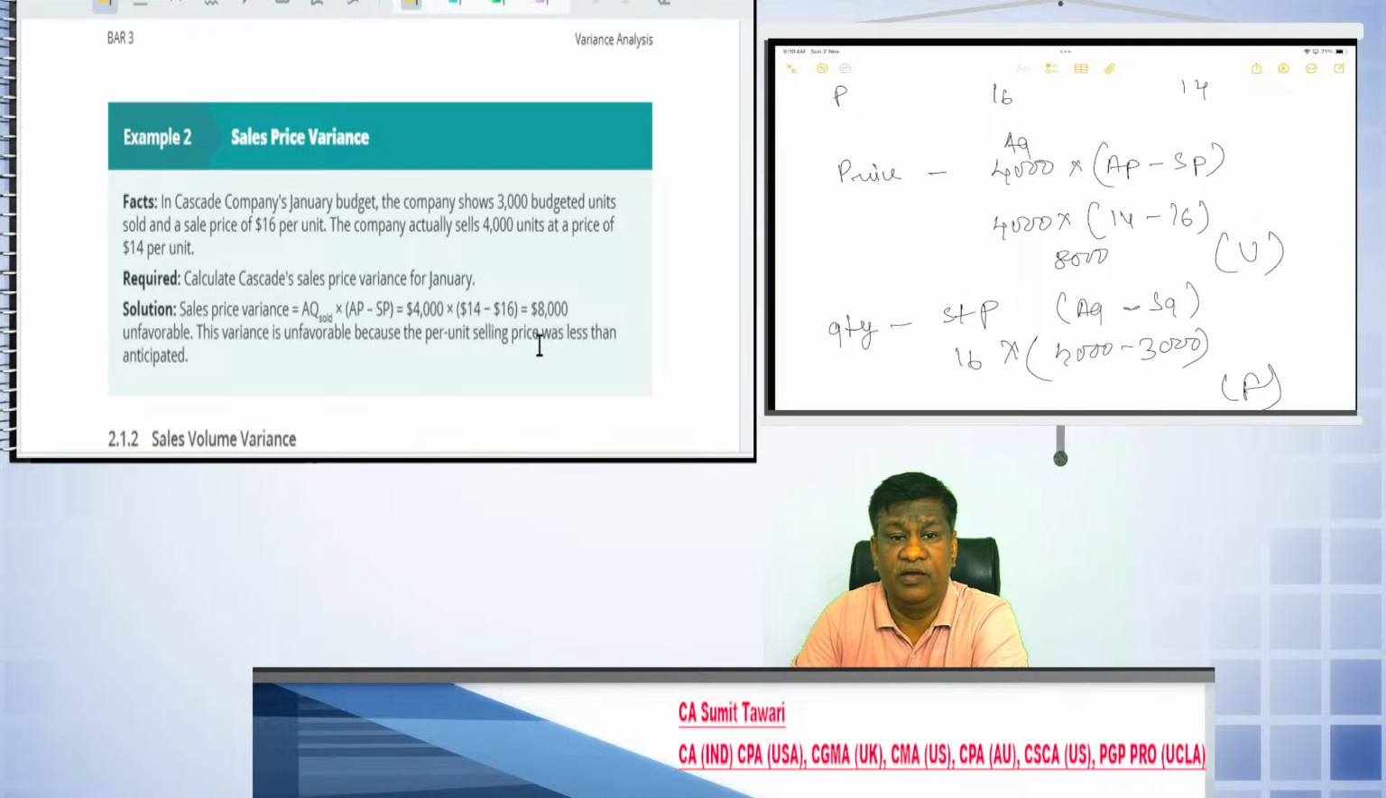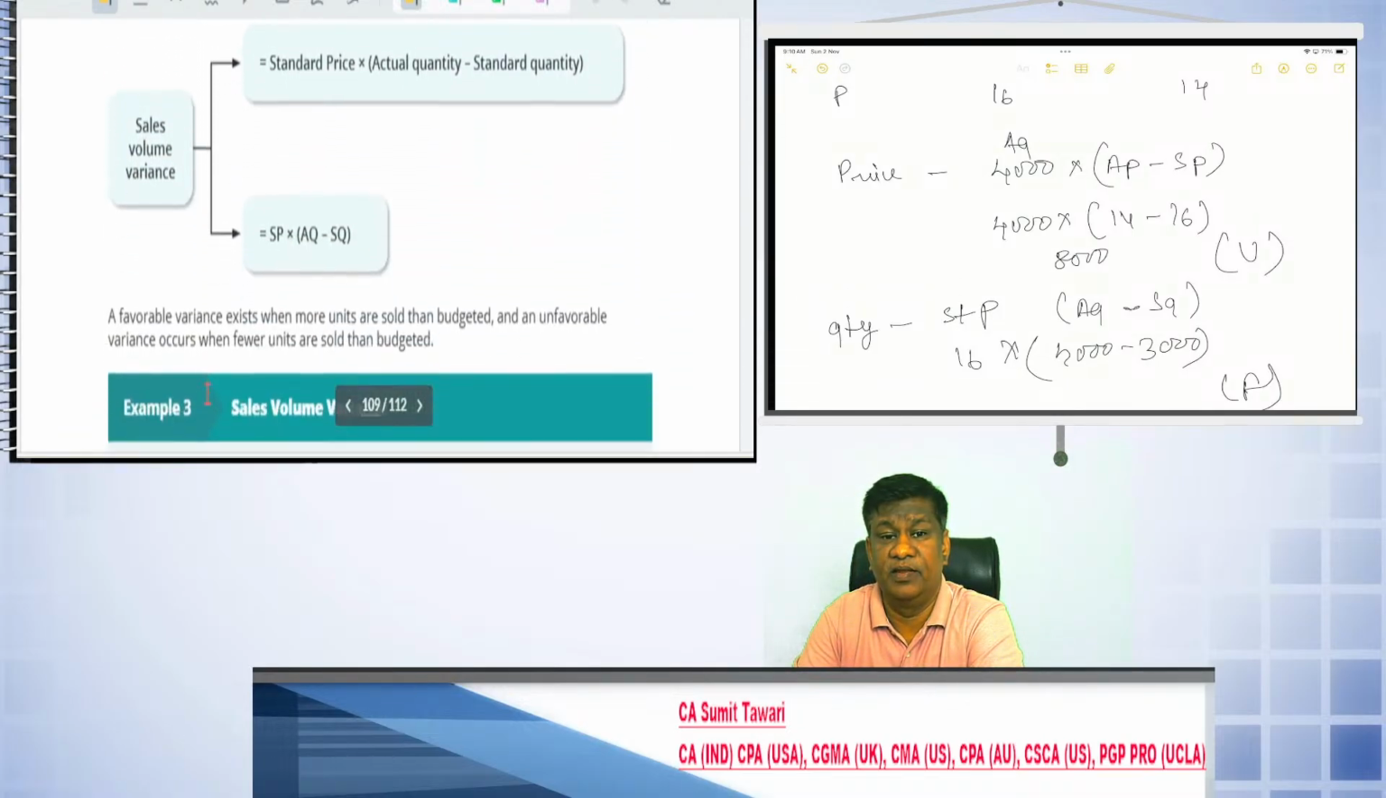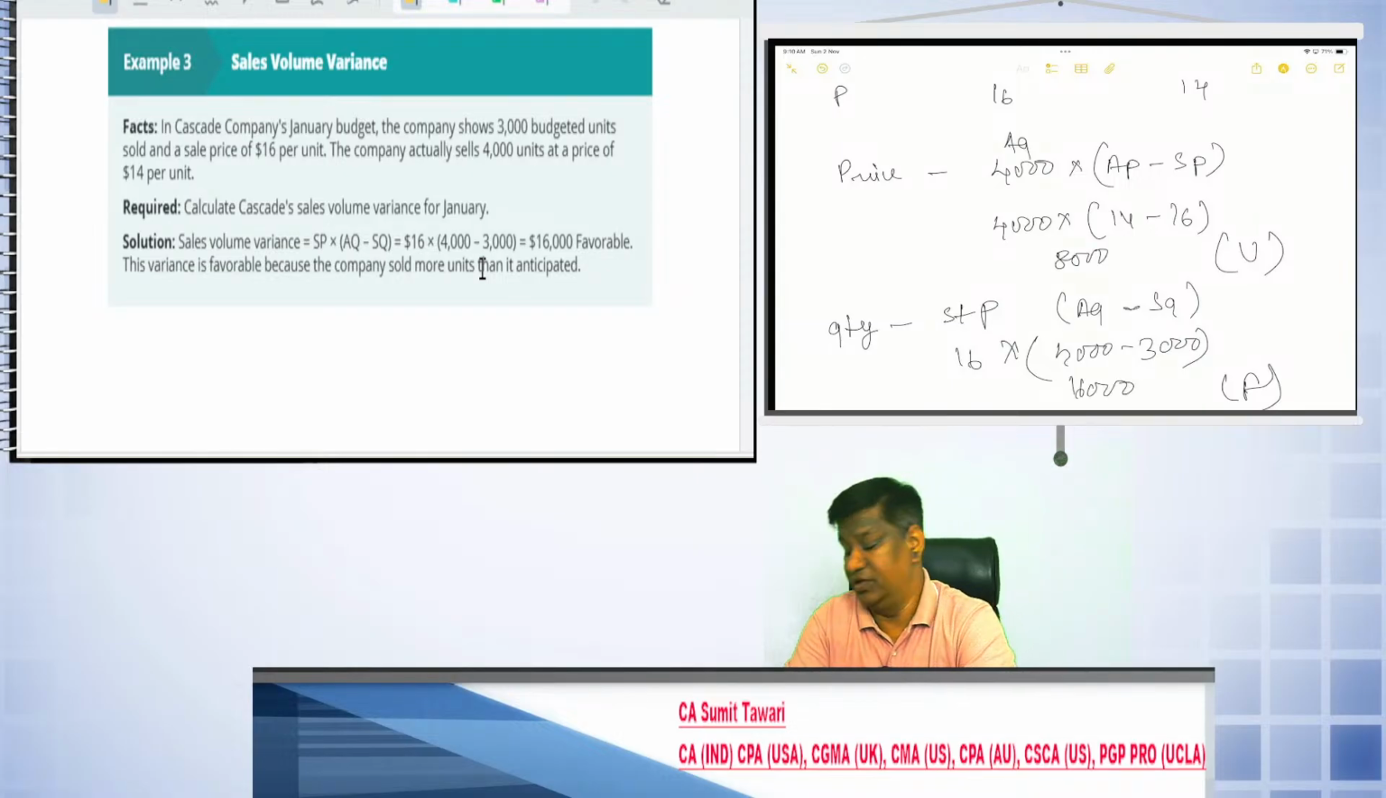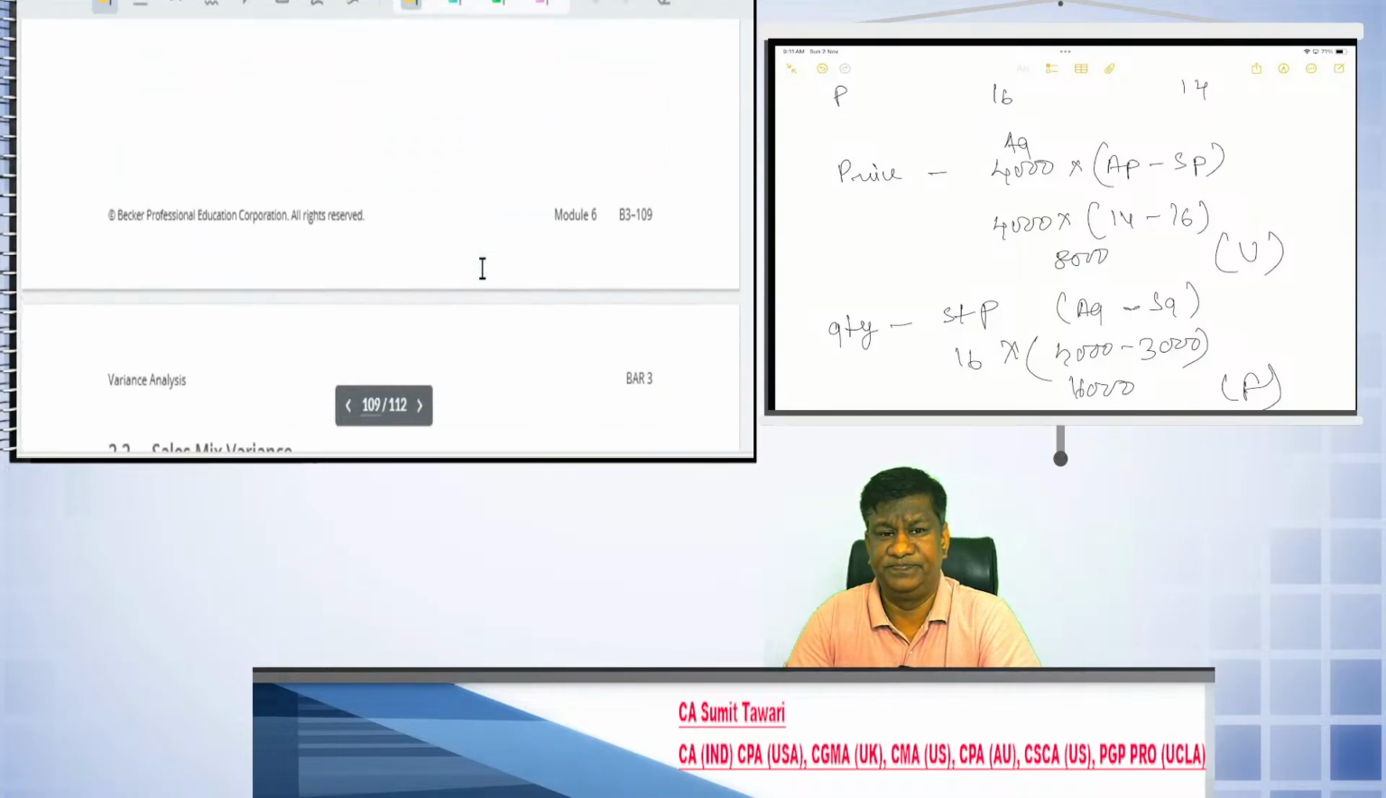Unfavorable, and favorable because the price is less than anticipated. The same is for the volume. So same, 16 multiplied by 4,000 minus 3,000, which is 16,000 favorable. We need to consider that the sales price and volume variances are also considered a variable factor, so it is not a fixed one. That's why it is again direct material, direct labor, variable production overhead, and the sell price. It is more or less in the same fashion.